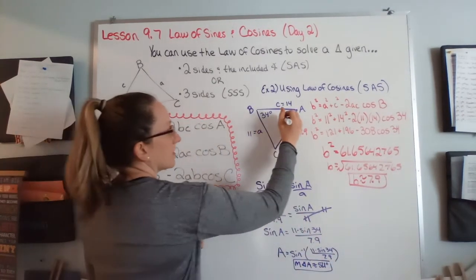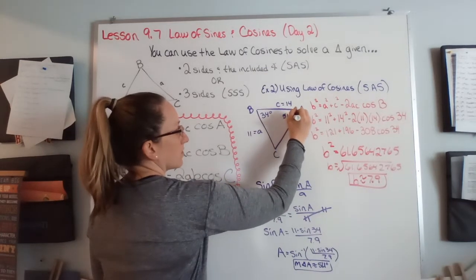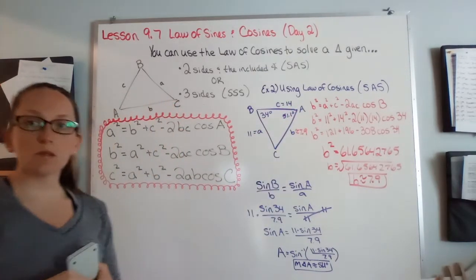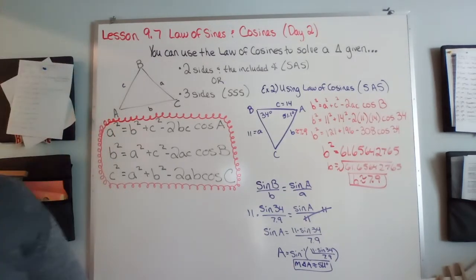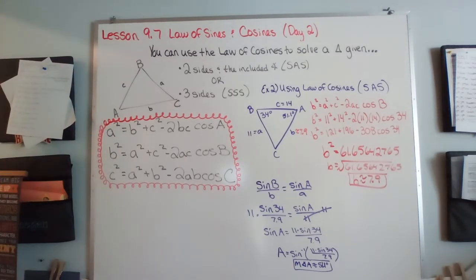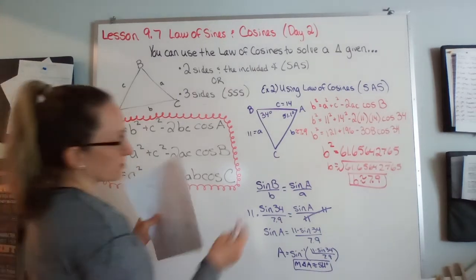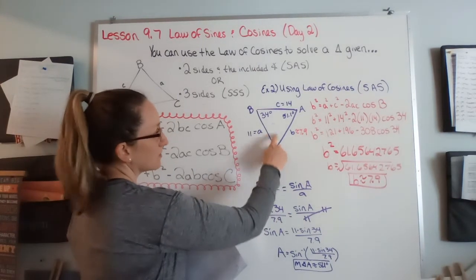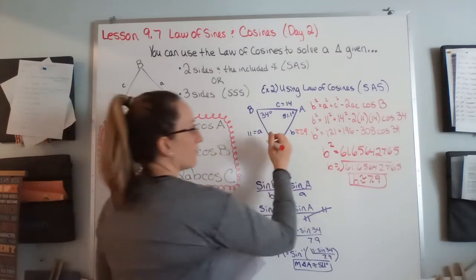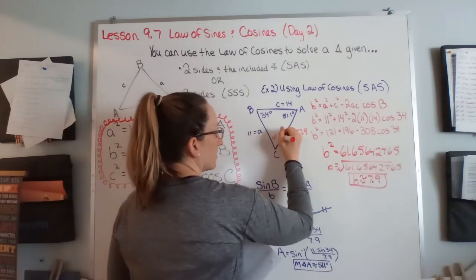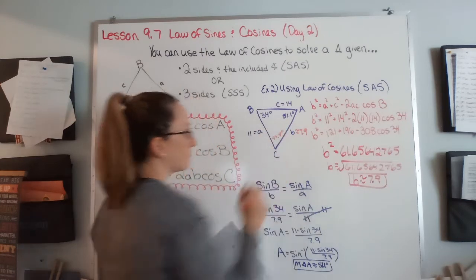So I'll come over here, 51.1 degrees. Now I could absolutely, again, use either the law of sines or the law of cosines to solve for angle C, but the easiest way to figure out C at this point is to add those two, subtract from 180, and you'll get 94.9 for that missing angle.